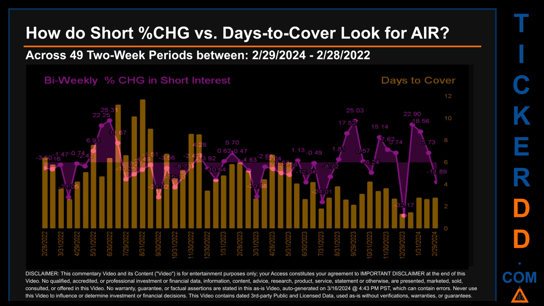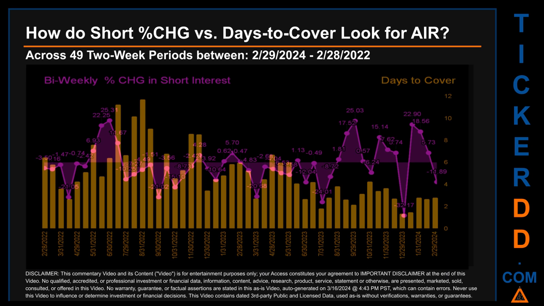Zooming out, I looked across 49 two-week snapshots, from latest found, February 29, 2024 to oldest found, February 28, 2022. In the graph, I overlaid bi-weekly percentage change in short interest against days to cover. Across these 49 two-week snapshots, the average percentage change of short interest was about minus 1.33%. Other interesting data points include: the largest percentage increase in short interest was 25.31%. It occurred once on June 30, 2022 settlement date.